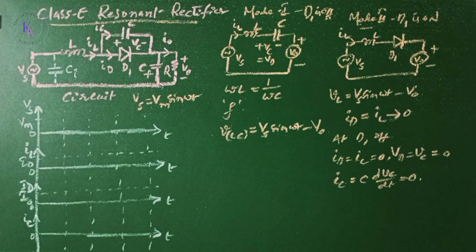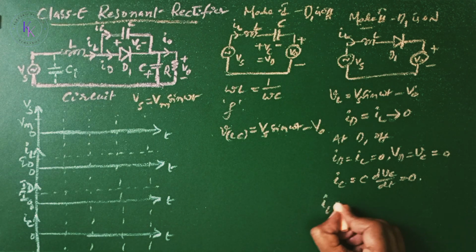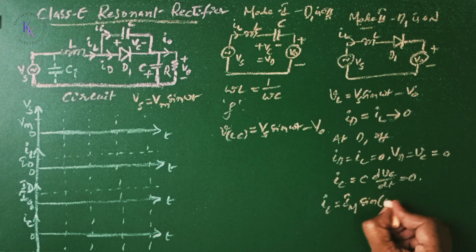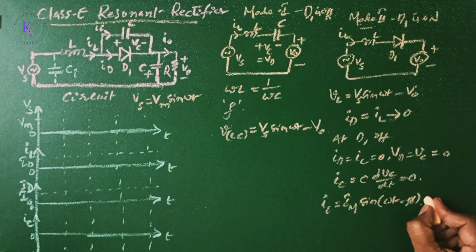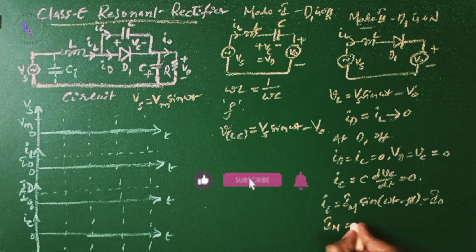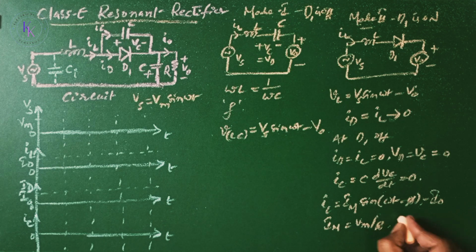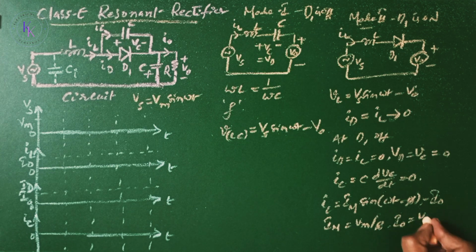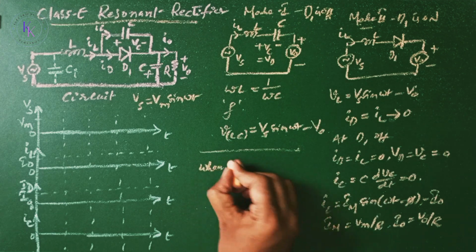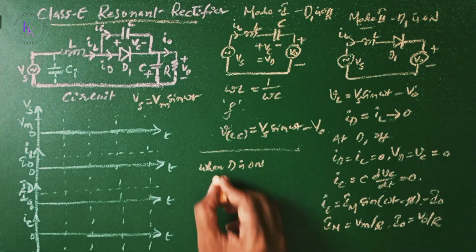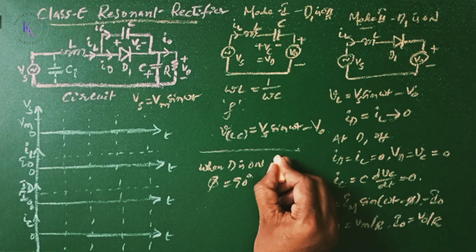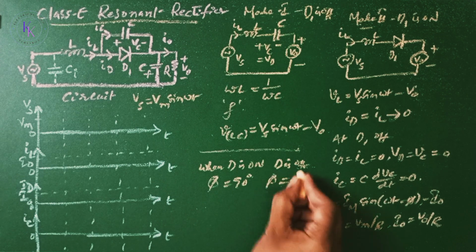The inductor current can be expressed as IL equals Im sine omega t minus phi minus I0, where Im equals Vm by R and I0 equals V0 by R. When D is on, the phase shift phi equals 90 degrees. And when D is off, the phase shift phi equals 0 degrees.